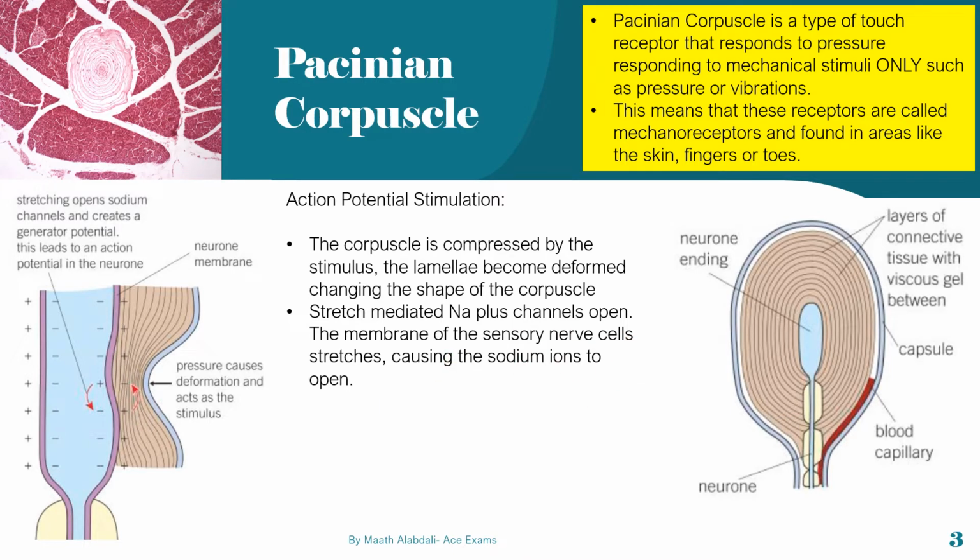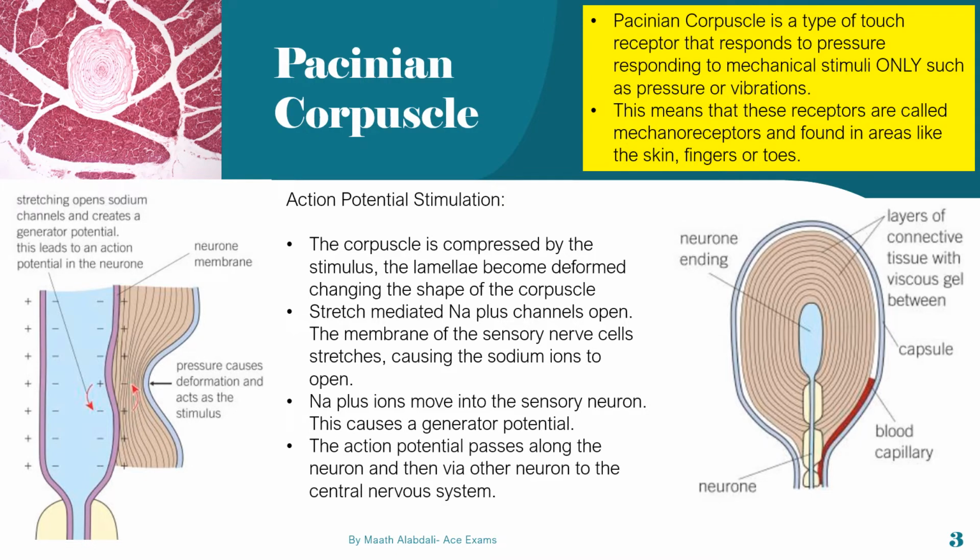to open, and when the sodium ion channels open, the sodium ions diffuse in. So the sodium ions move into the sensory neuron, and this causes a generator potential. And of course, the generator potential triggers an action potential, as I explained in the last slide. Then the action potential passes along the neuron, and then via the other neuron to the central nervous system, so the brain, the CNS, basically.